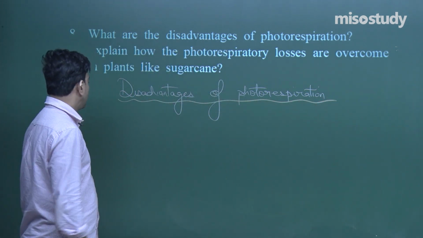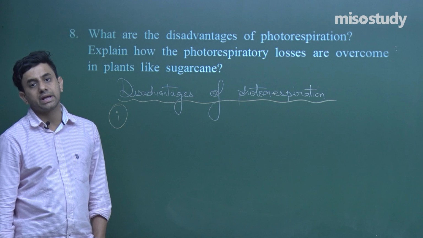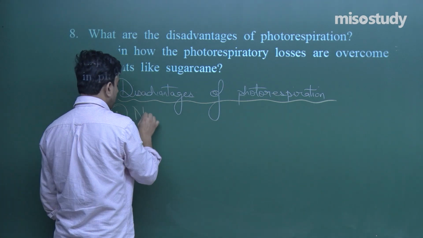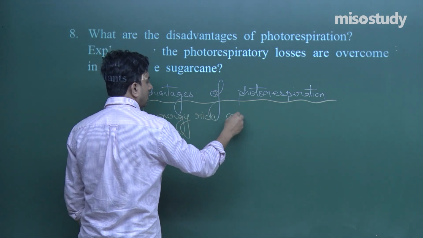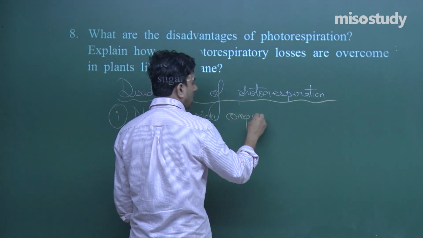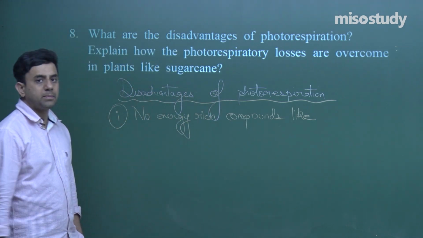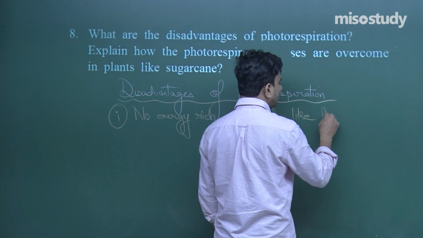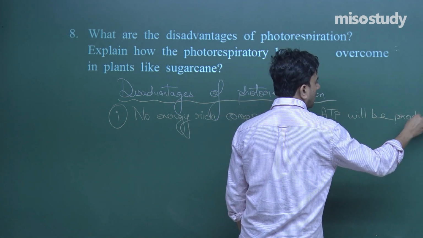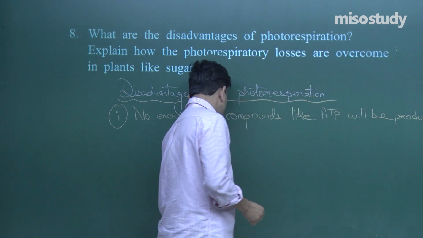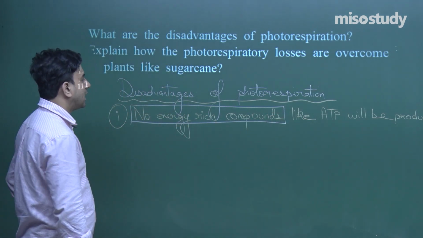The first disadvantage of photorespiration will be that no energy rich compounds like ATP will be produced.